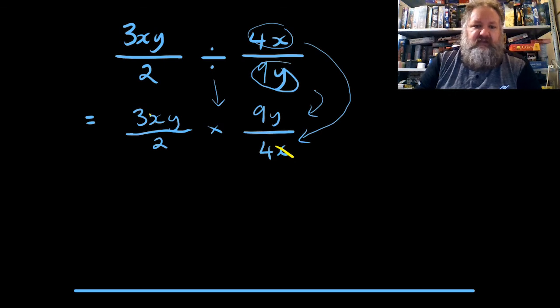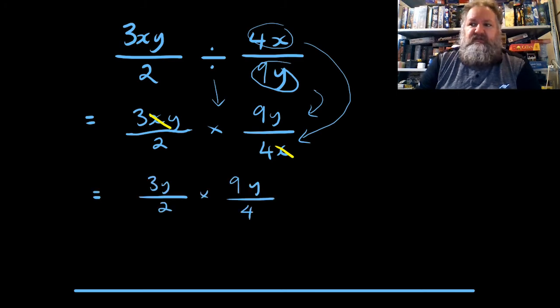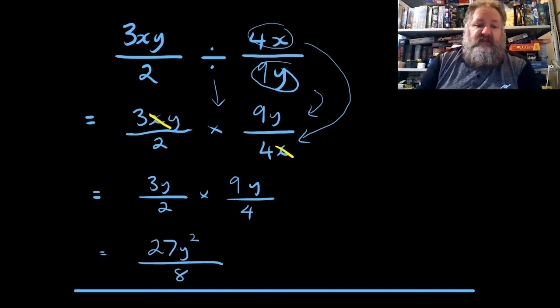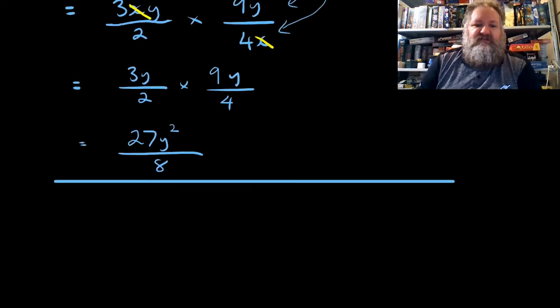I can cancel that x there, that x there. That really looks like all I can do. So the next line will look like this. It'll be 3y over 2 multiplied by 9y over 4, and for my result, I would multiply 3y by 9y, and I would get 27y squared, and 2 times 4 will be 8. So there's my answer. We'll do that one last time so that you can see the process involved.